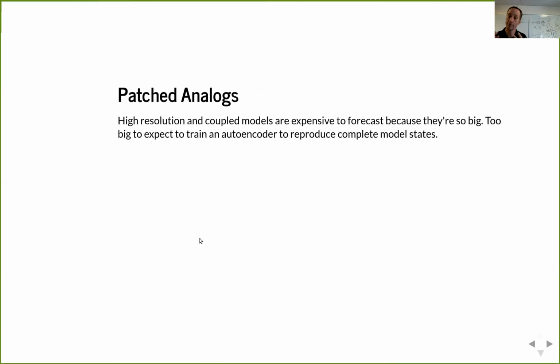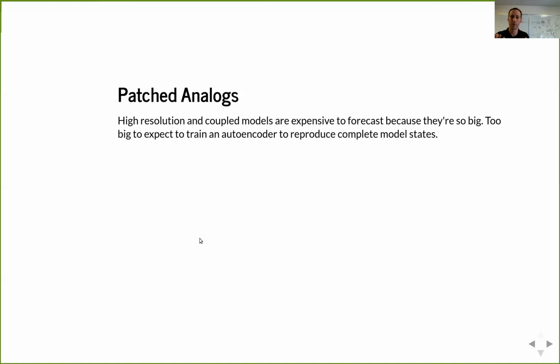All right, if you have a high resolution or a coupled model, which means that an ensemble forecast may be prohibitively expensive and you might want to use this kind of a method instead, then you're not going to be able to train an autoencoder to reproduce the whole model state. It's just too big. Autoencoders can't handle something with 1 billion variables. You have to do something else.